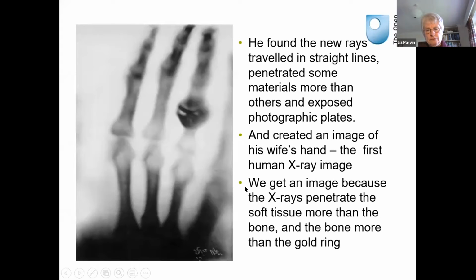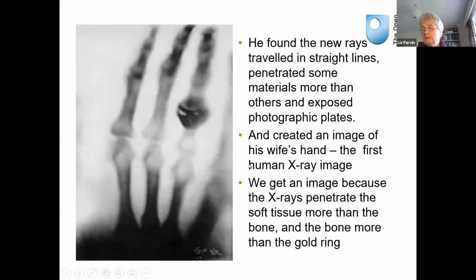And what we think about as physicists, we say, well, why do we get an image? Well, we must be getting an image because the X-rays are penetrating the soft tissue. That's the area around here that you can't see at all on this picture. The X-rays are penetrating the soft tissue much more than they're penetrating the bone. And they're penetrating the bone much more than they're penetrating this, which is obviously Frau Röntgen's wedding ring, which is going to be a heavy metal.